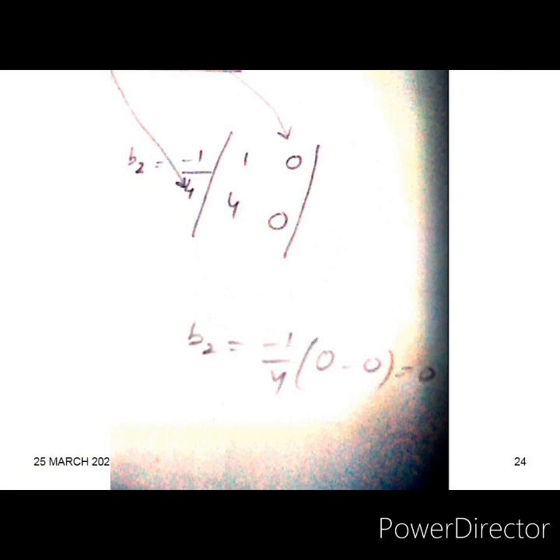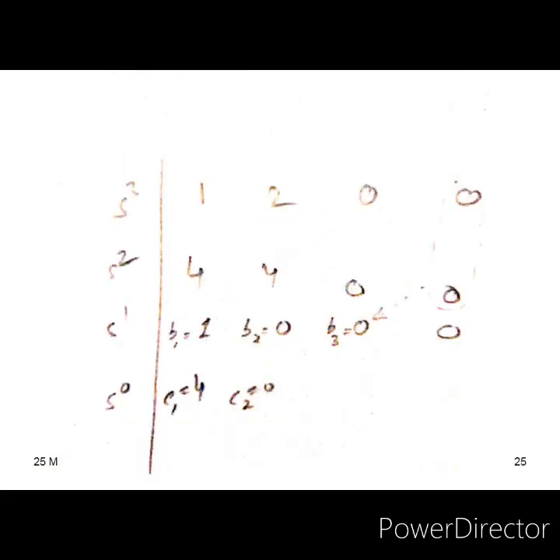Now solve this to find b2. You can see that since the complete column is 0, therefore the determinant would be equal to 0. So b2 turns out to be 0. So here we have the Routh array that is being completed. We have b1 equals 1, b2 equals 0, then b3 will again be equal to 0.